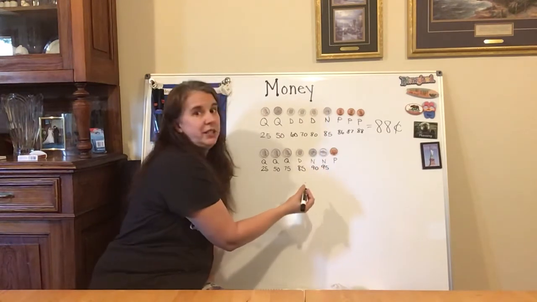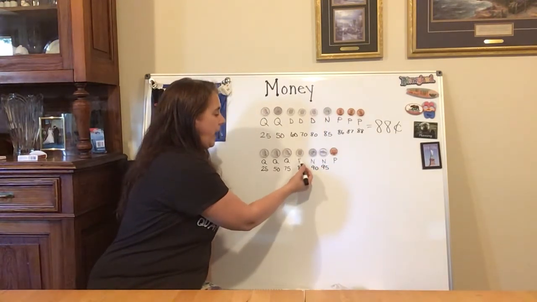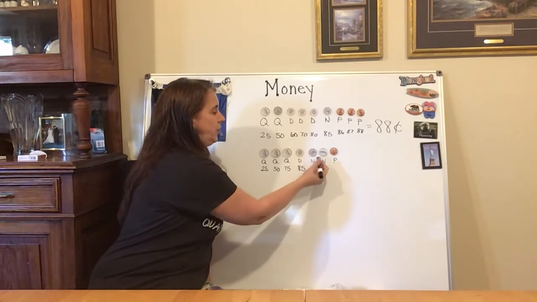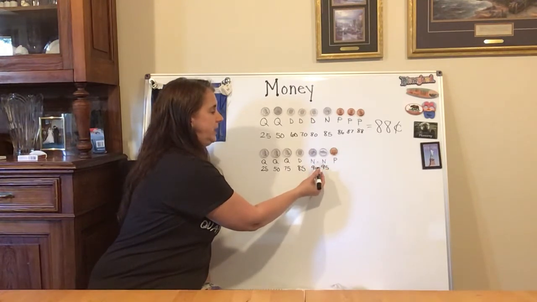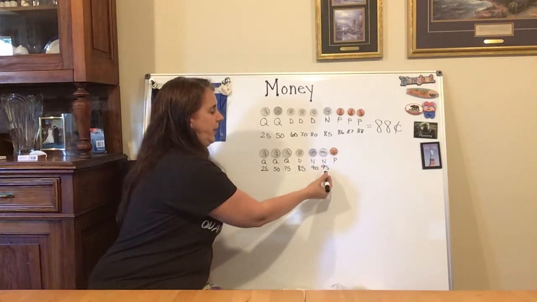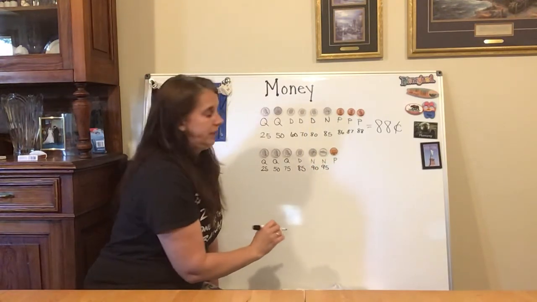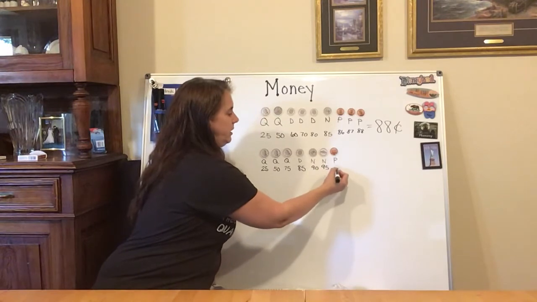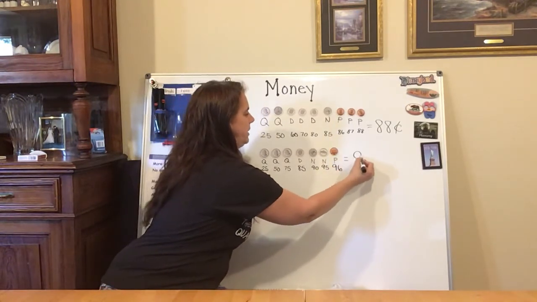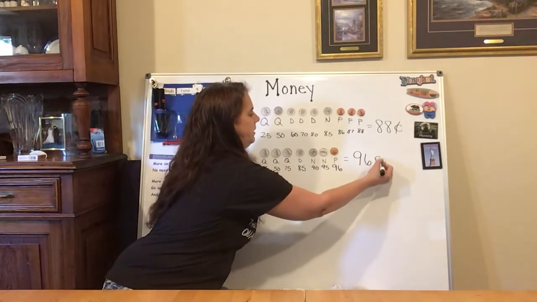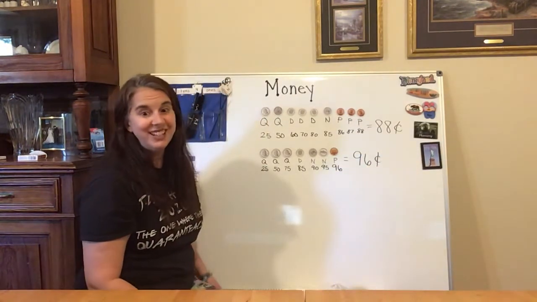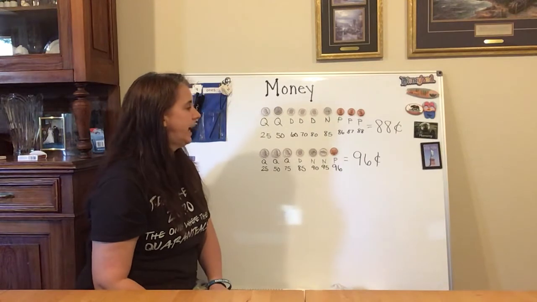Or what you could have done, if you could have been, oh, I know that this is 85. I know that 2 nickels are a dime. That's 10 cents. So you could have just added 10 to your 85 to get you 95. You could do it that way. And then add 1 more cent. So 95 plus 1 more, 96. So this one equals 96 cents. Nice job.